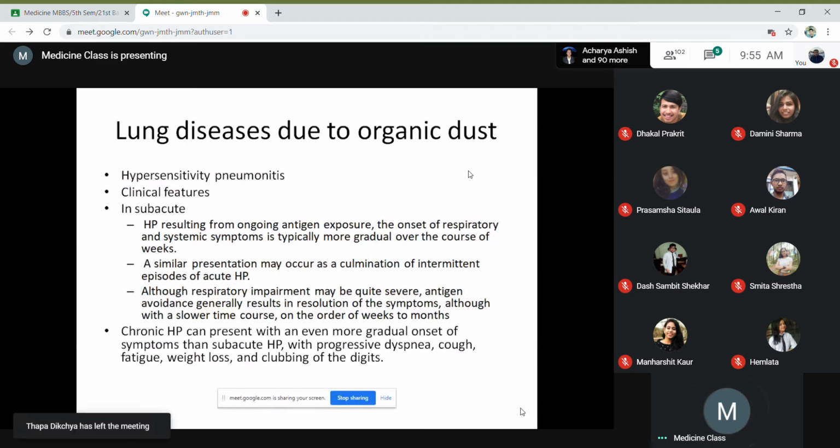The chronic hypersensitivity reaction can present with an even more gradual onset of symptoms than subacute hypersensitivity pneumonitis, with progressive dyspnea, cough, fatigue, weight loss, and digital clubbing. As we already said, patients with chronic hypersensitivity pneumonitis may be diagnosed when they already have fibrosis of the lungs.